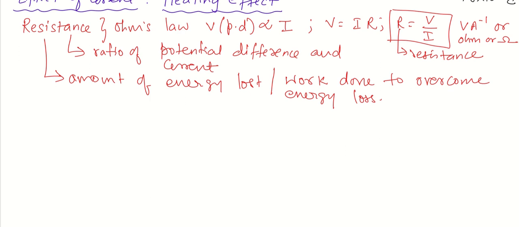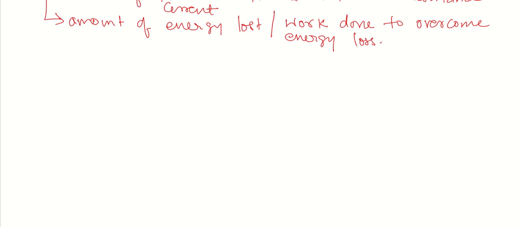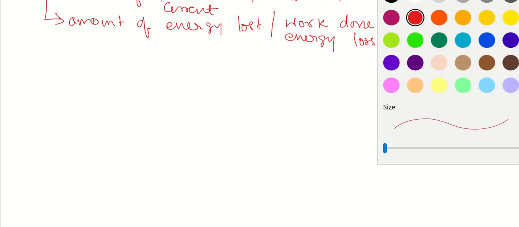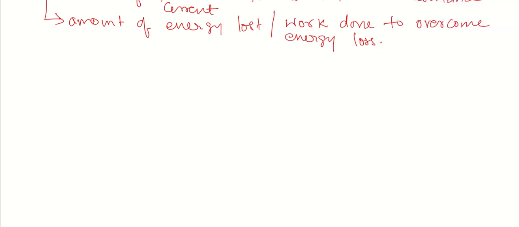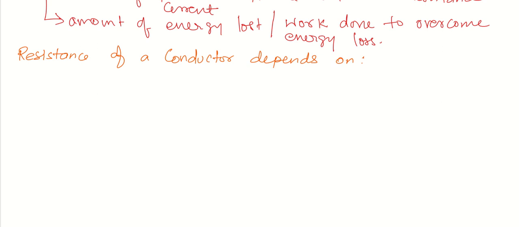Okay, now let us go a little more ahead. What are the factors on which this particular resistance depends? So the resistance of a conductor depends on what factors, now we have to see. First factor is length. If the length will increase, then your resistance will also increase. So R is proportional to L.